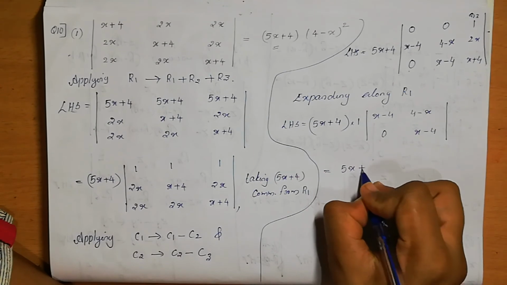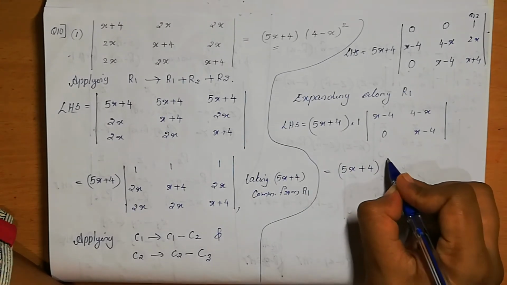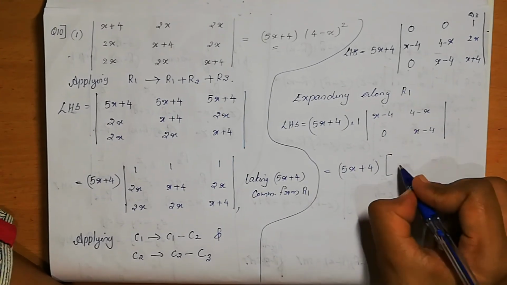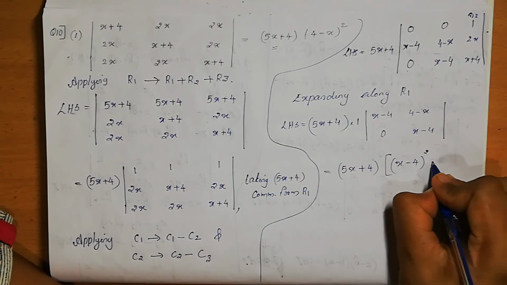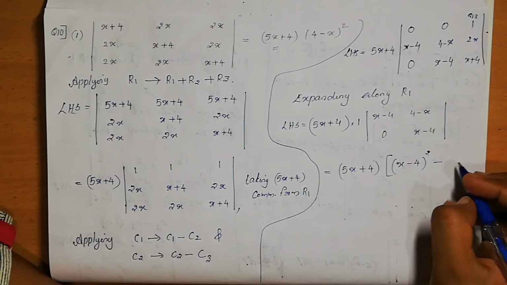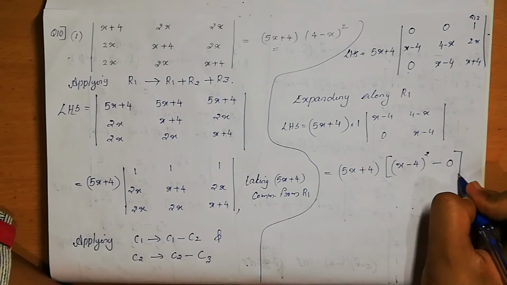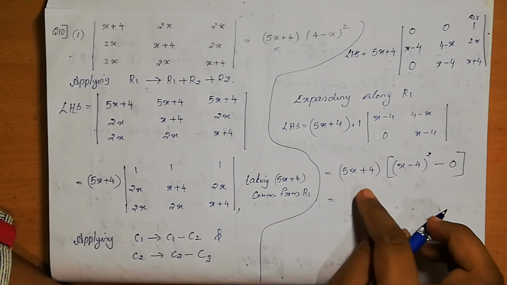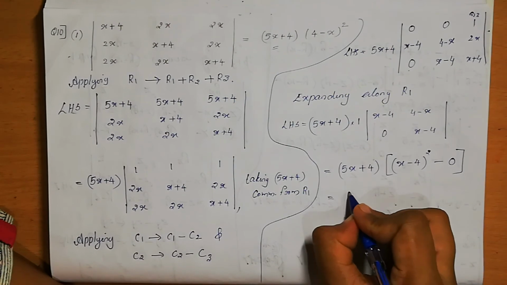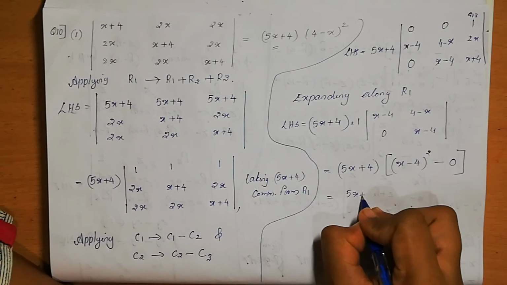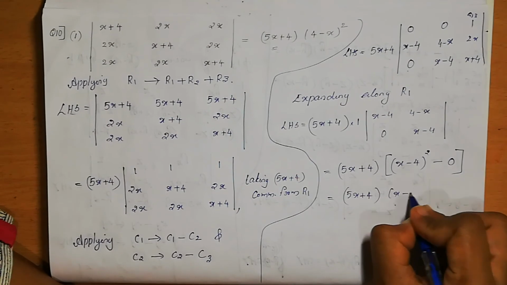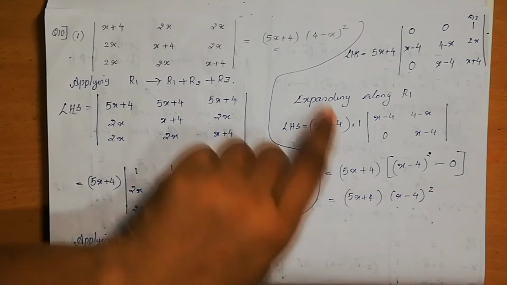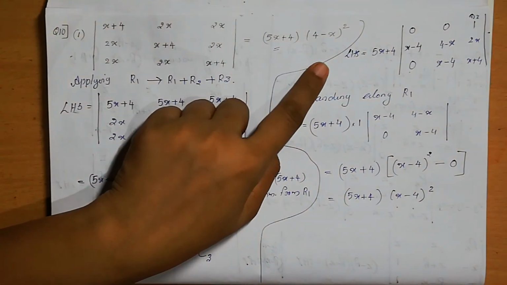5x plus 4 in bracket, x minus 4 into x minus 4, we can write x minus 4 the whole square, minus 0 into something. What will we get? 0 we will get. So 5x plus 4 into x minus 4 the whole square, but the RHS is 4 minus x the whole square.